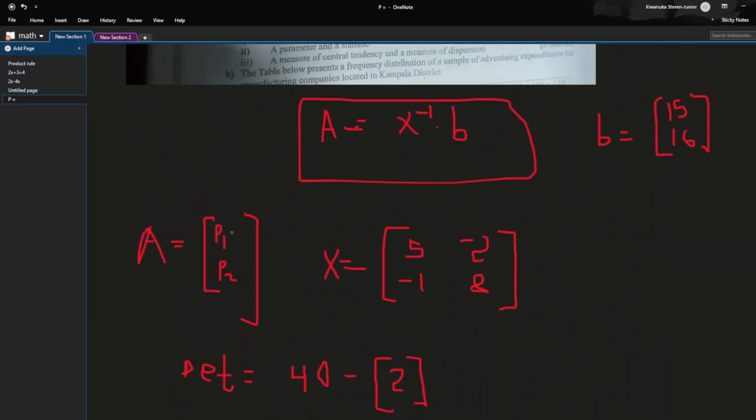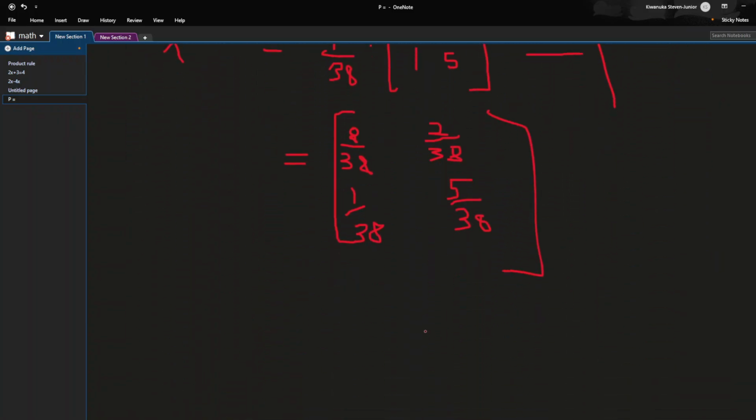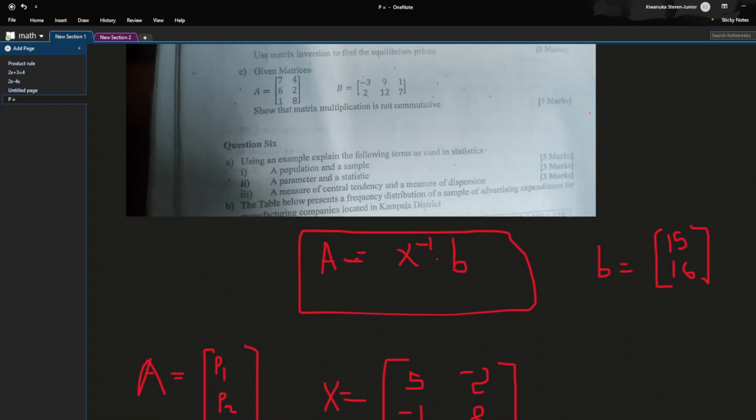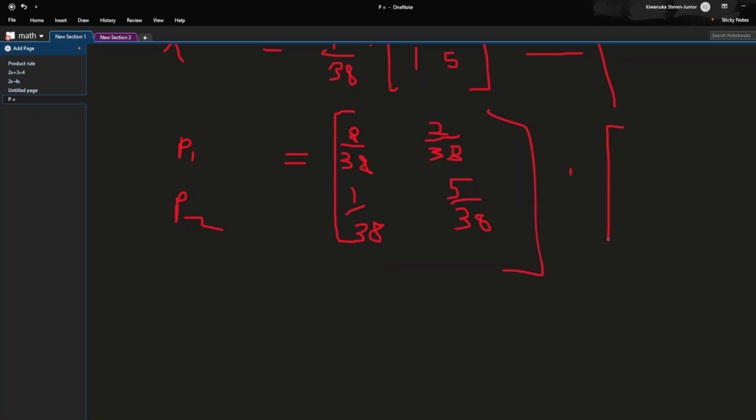But what do we want? We want A, which is P1 and P2, and A equals the inverse times B. B represents the right side. So P1, P2 equals this whole matrix times 15 and 16, which is our B.